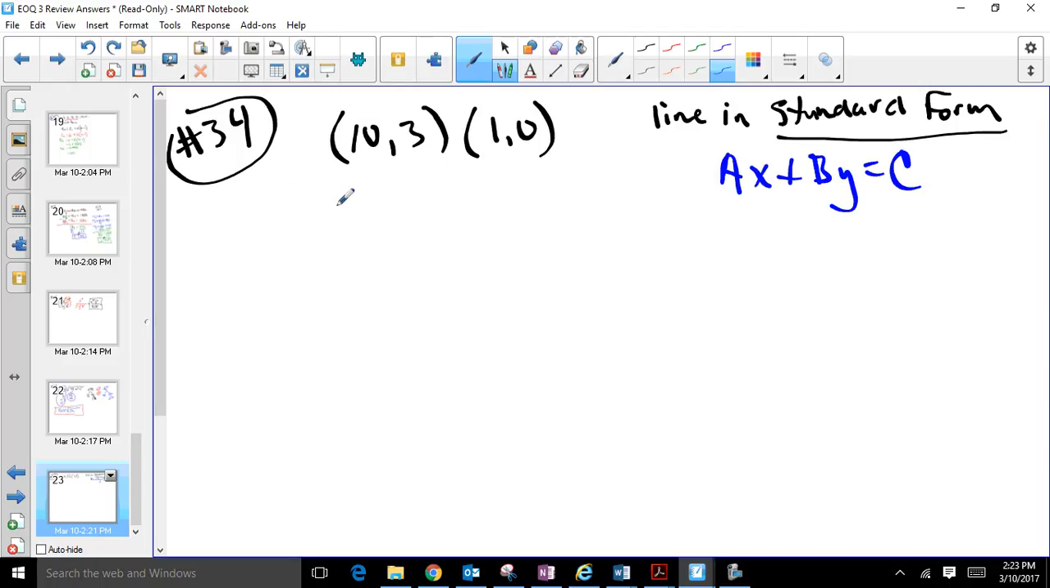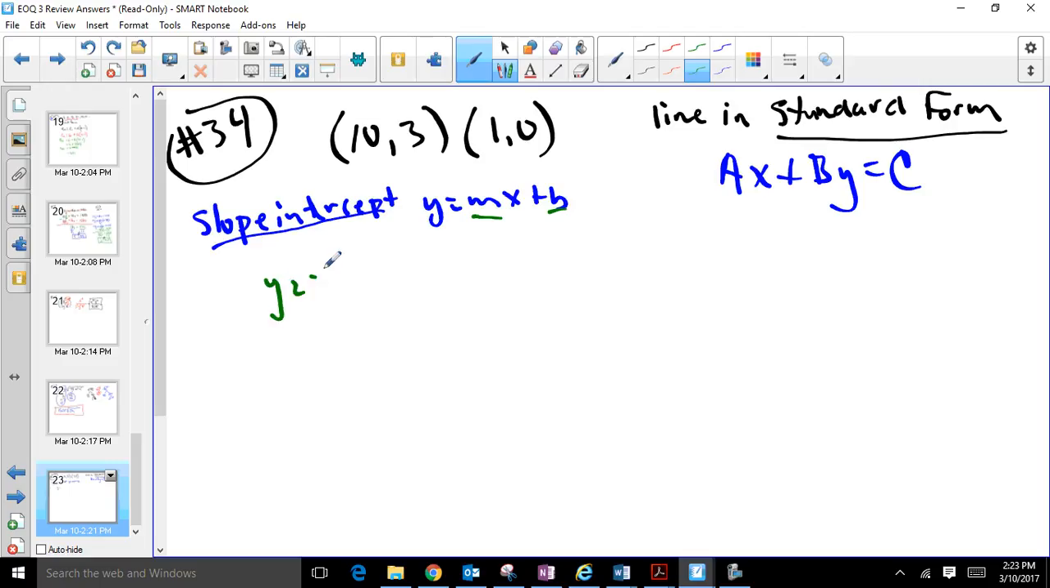I'm going to try and do slope-intercept, which is y equals mx plus b. If I'm going to find the slope-intercept form, I have to know the slope and the y-intercept. So let's start with the slope. It's y2 minus y1 over x2 minus x1. This is x1 and y1. This is x2 and y2. I plug in my numbers and find the slope.